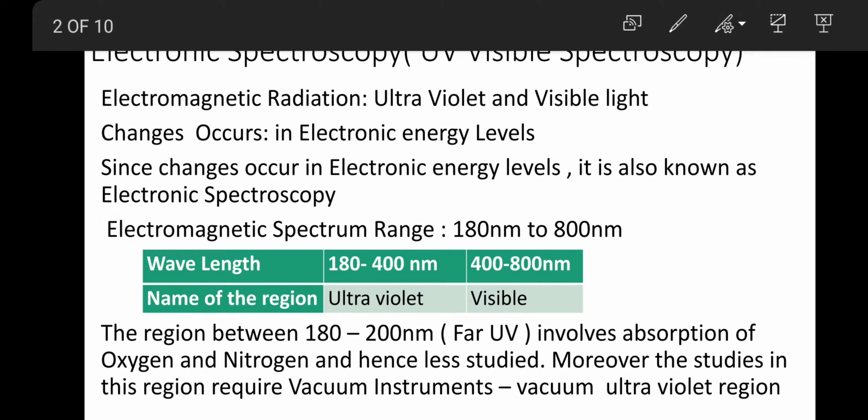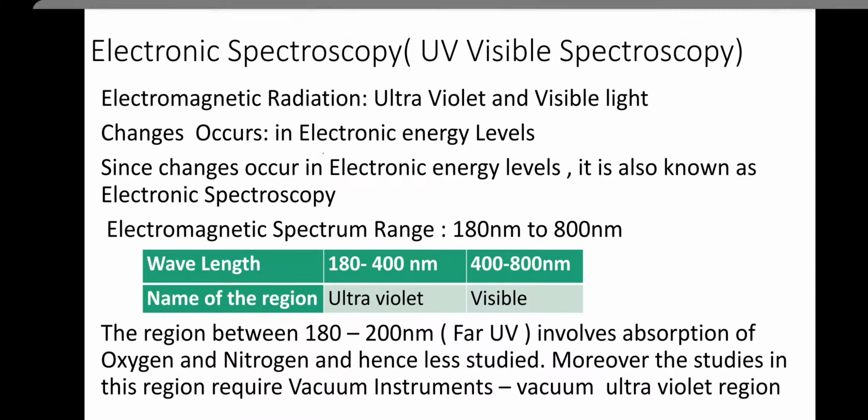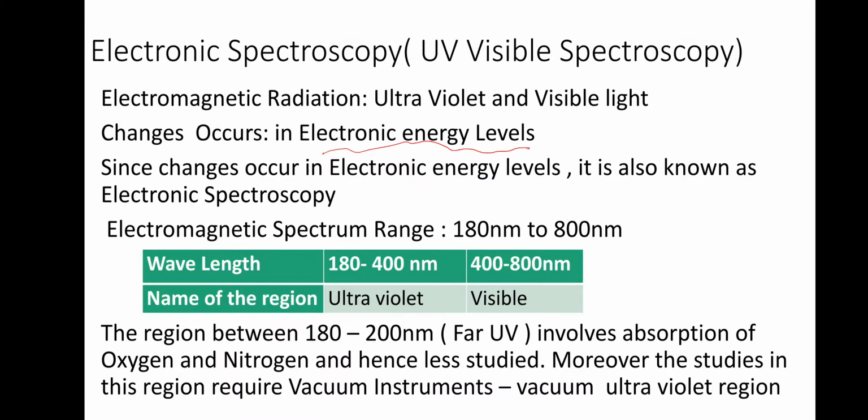Morning, students. Electronic spectroscopy was the topic we were discussing. Why is it called electronic spectroscopy? When electromagnetic radiation interacts with matter, changes occur in the electronic energy level. The electromagnetic radiation we use is ultraviolet and visible light, and the spectrum range is 180 nanometer to 800 nanometer.